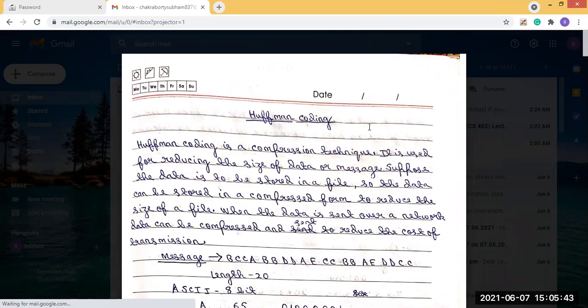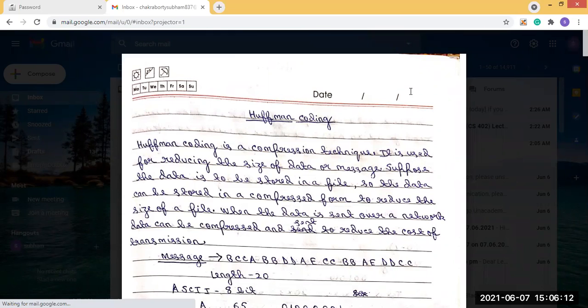But one thing you should keep in mind: whenever you reduce the size of the data, the content should be the same. By reducing the size of the data, the content doesn't get changed. The content must be the same as it is, and only the size of the data is reduced. Huffman coding works on this compression technique.